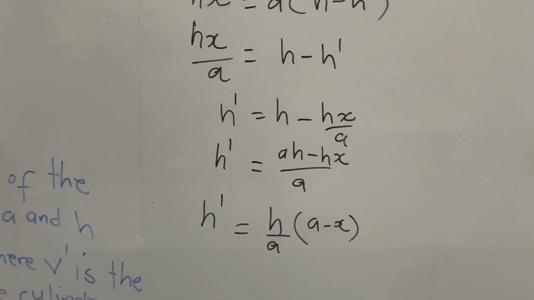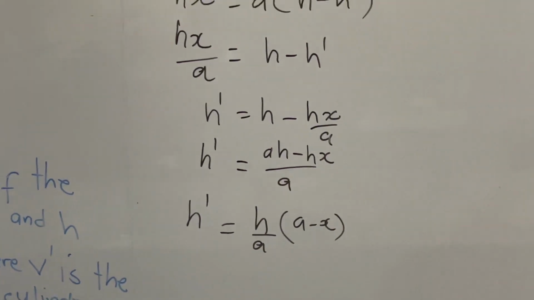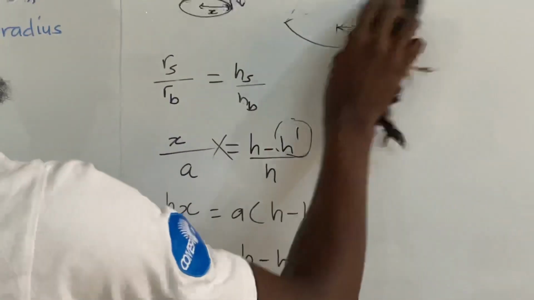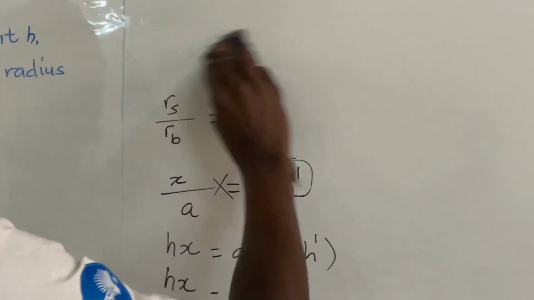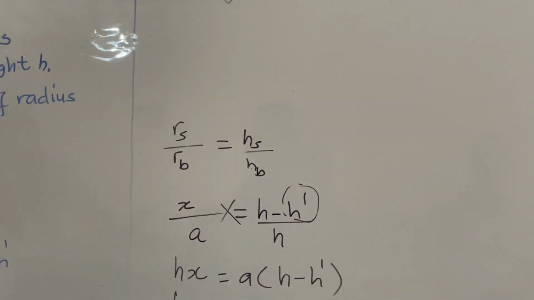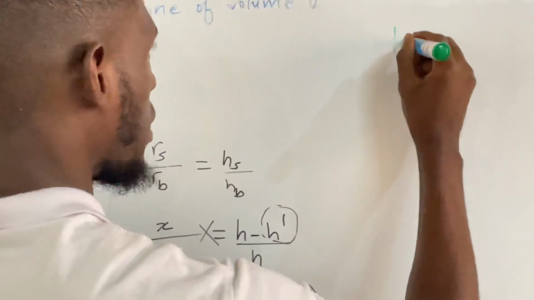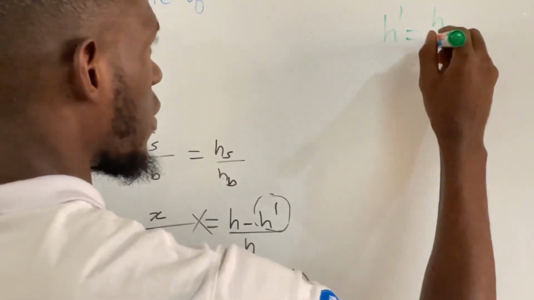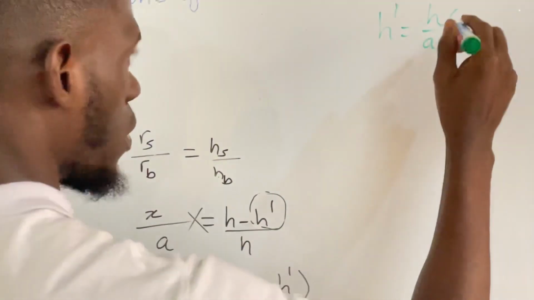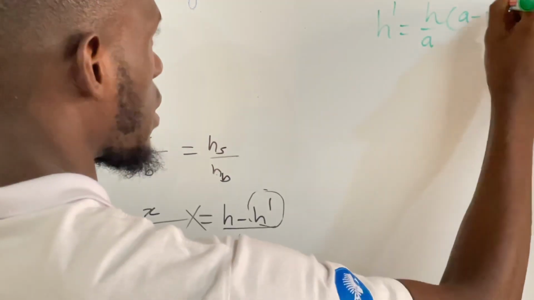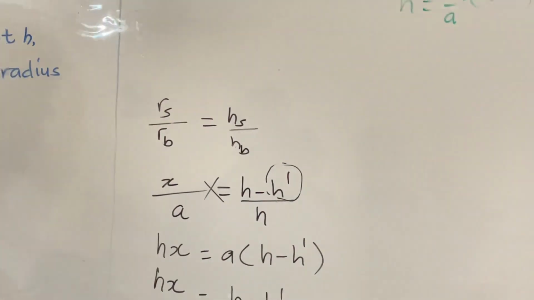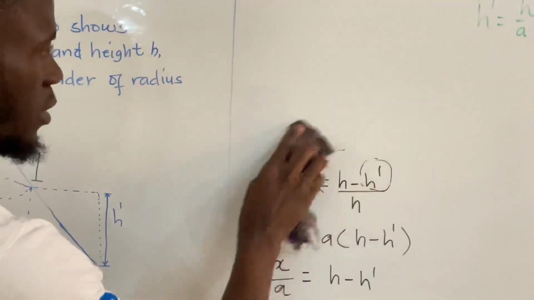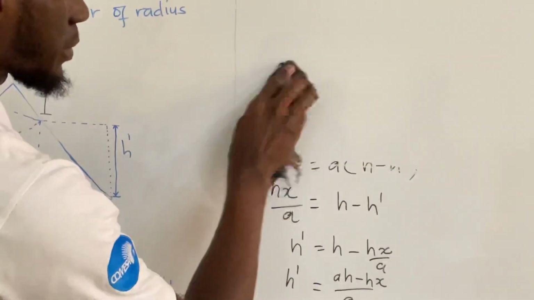h prime is given by this. I'm going to write it somewhere up here, because I might need it for part B. I can write it and say that my h prime is given by h over a into a minus x. Now I can happily take this off and go to another part.